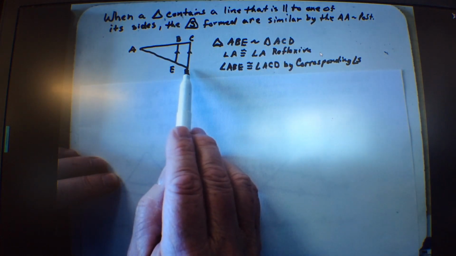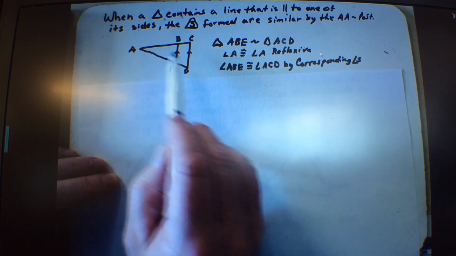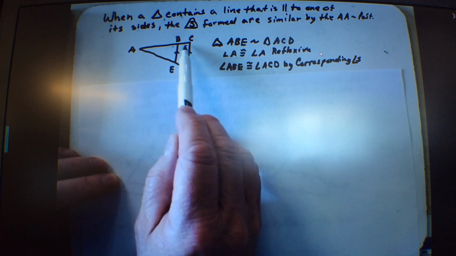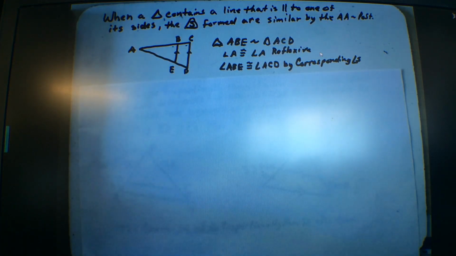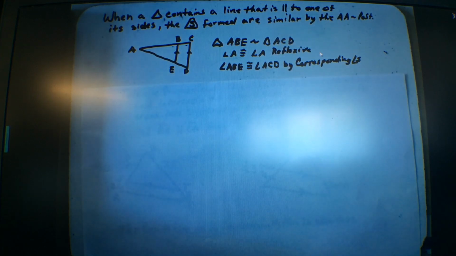And the reason that is because this angle is congruent to itself by the reflexive property, and then this angle and this angle are corresponding, so they're congruent, and this angle and this angle. So you only need one pair, but the angles are congruent by corresponding, so the two triangles are similar. Okay?